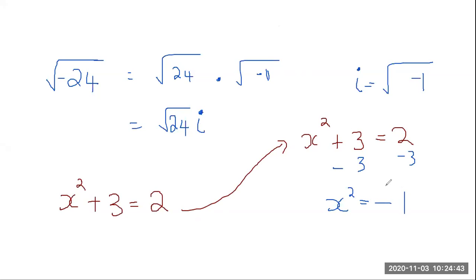Now I have to do the square root to get rid of the square. Square root, they're inverses. So x is equal to the square root of -1. Which is, we could say x is equal to i, because we know the square root of -1 is i. Make sense?